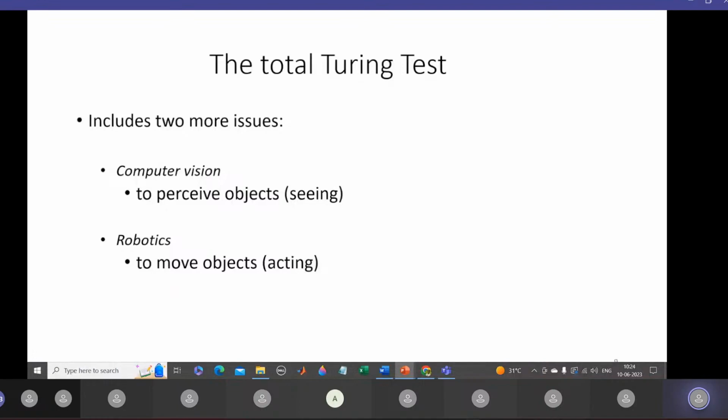So in the total Turing test, there are two more issues. One is computer vision, how it is perceiving the objects, how it is seeing the objects. And robotics: it's not that robots sit and stand still, right? They have to move, so they have to see and act. So these are the more issues included in your Turing test.